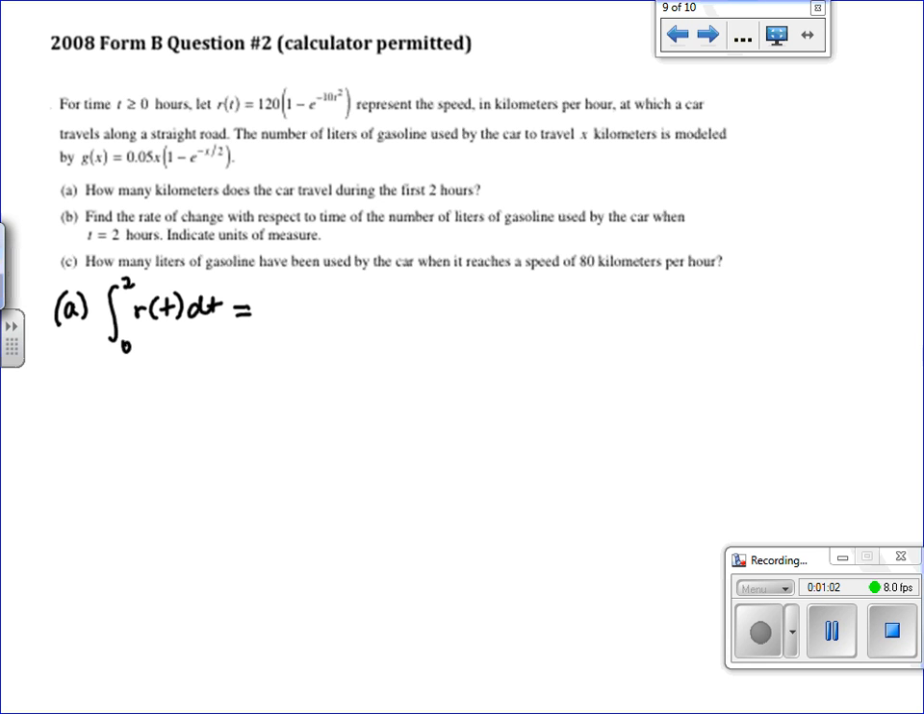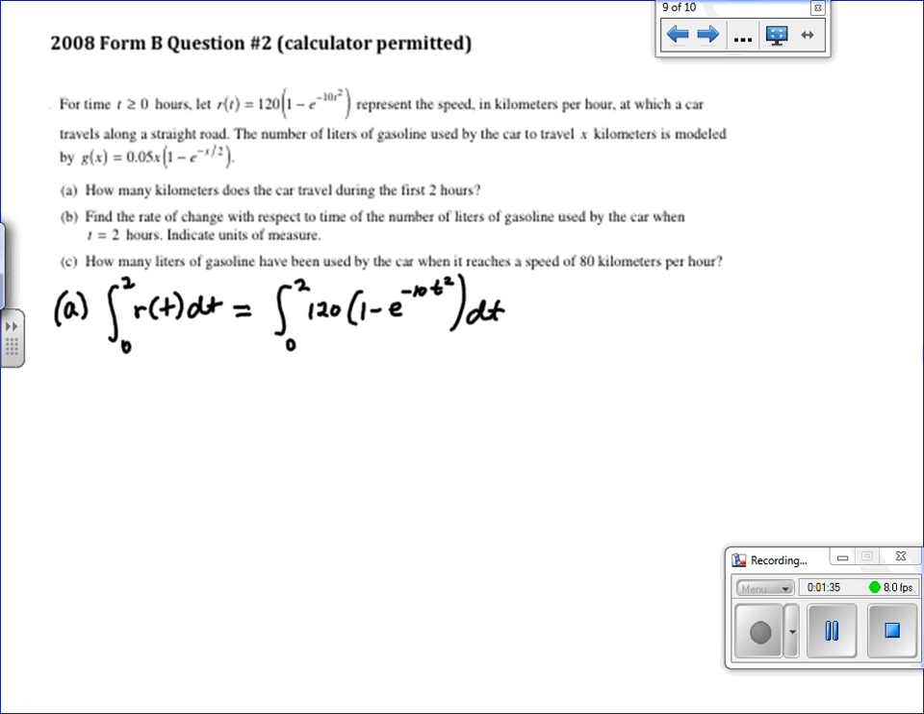Since R of t was in kilometers per hour, kilometers per hour times hours is going to give you kilometers at the end. I would write it in this form first. Definitely make a point of having the setup correct. If you leave something off, like the negative from the negative 10, you get that whole point wrong. So definitely write it in the simplest way first.